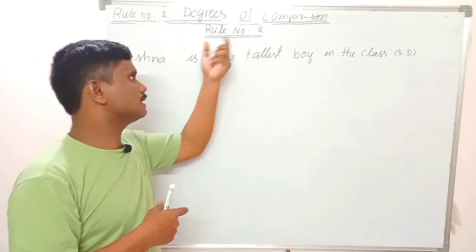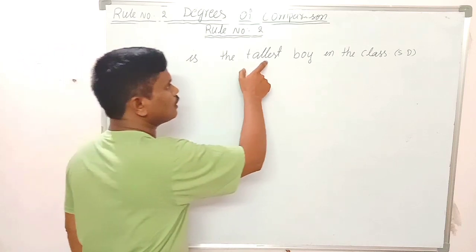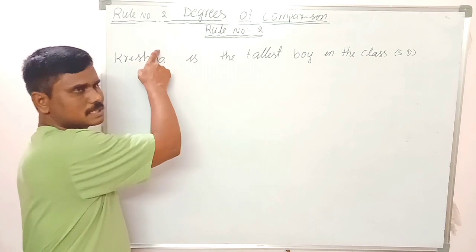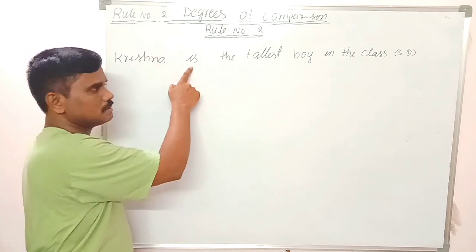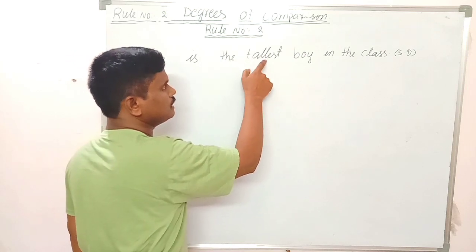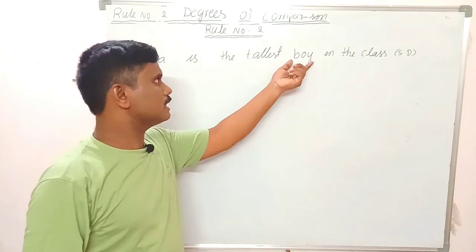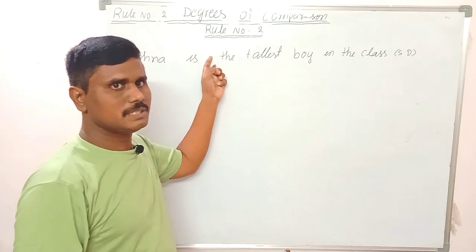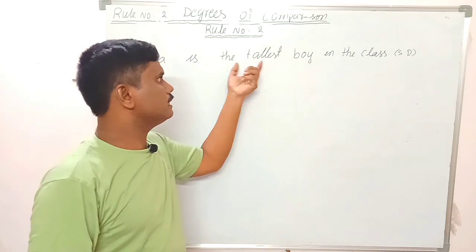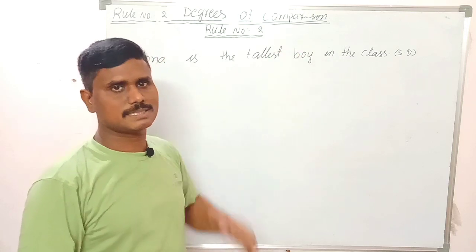Rule number 2. Now see, Krishna is the tallest boy in the class. Krishna subject, is verb, the, adjective 3. Here we always use singular. Here we use singular because there is no one of. When there is no one of, here we use singular. He is the tallest boy in the class. This is the superlative degree sentence.